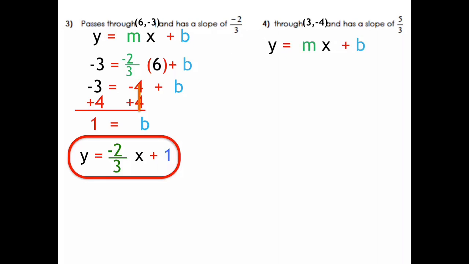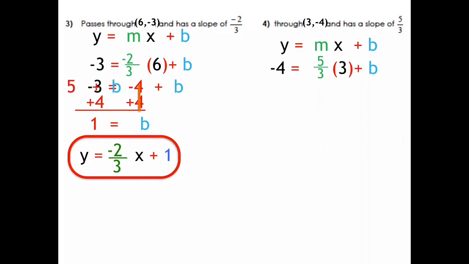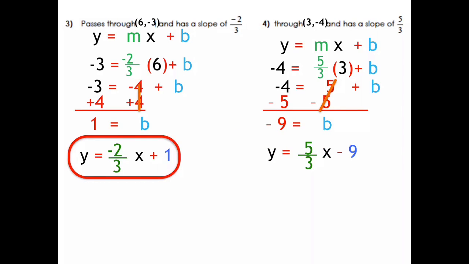All right, so when we plug it into y equals mx plus b, we get negative 4 equals 5 over 3 times 3 plus b. Now to figure out what 5 over 3 times 3 is, let me get my calculator. So 5 over 3 times 3 equals 5. So we know that negative 4 equals 5 plus b. Subtract 5 from both sides. You get negative 9 equals b. So the equation is y equals 5 over 3x minus 9.